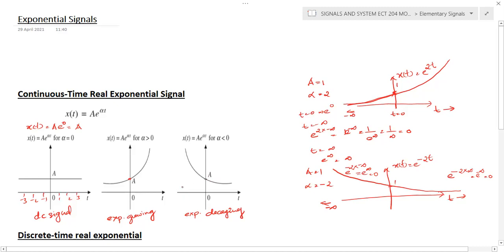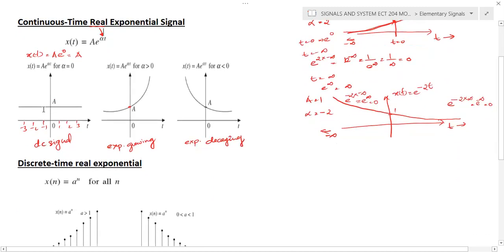Okay, this is the general behavior of a continuous time real exponential signal, because this alpha value is a real quantity. Make sure that this is a real exponential signal, or simply that the alpha value is real. And this is continuous time.